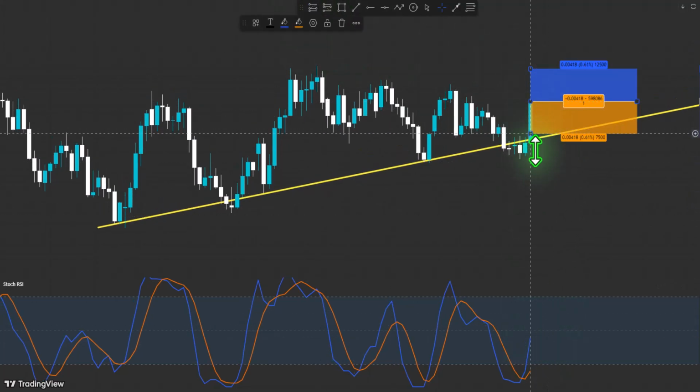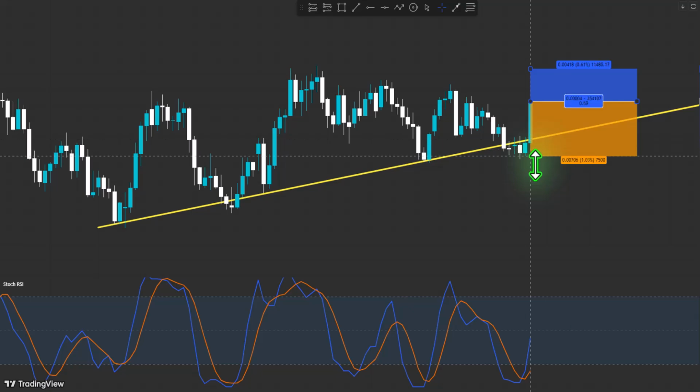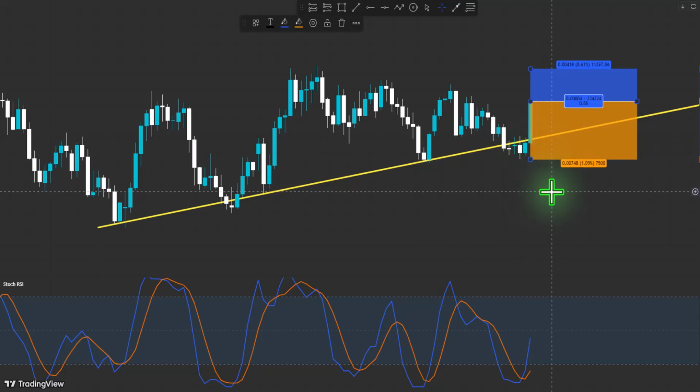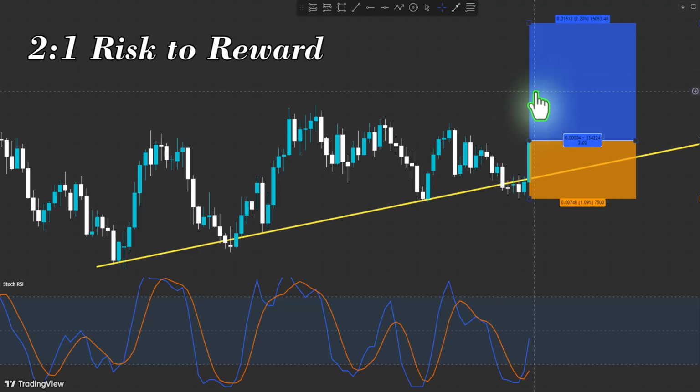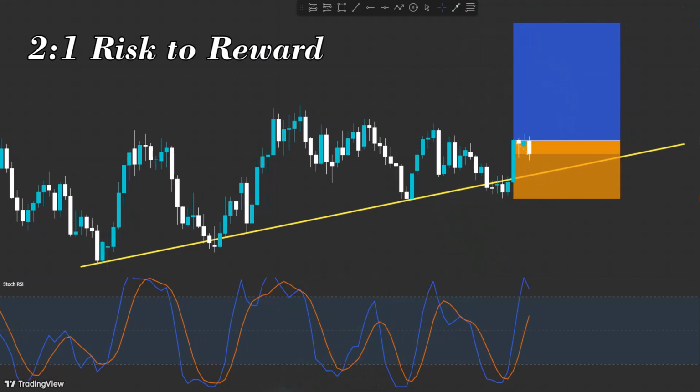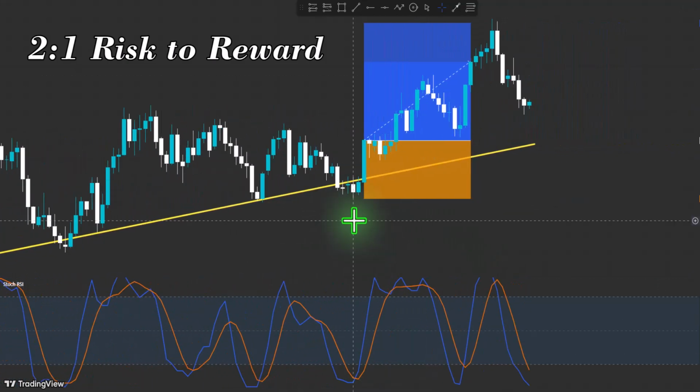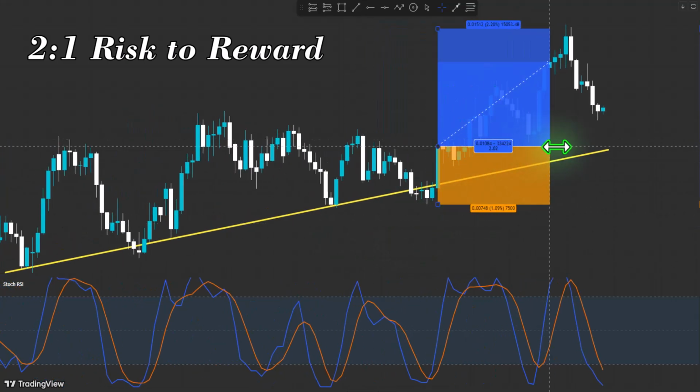And for the risk management, you will place a stop loss slightly below the most recent swing low. This protects us if the trade goes against us. For the take profit, set it at 3 times the size of the stop loss to maintain a solid risk to reward ratio. And if you let the trade play out, you can see that the price bounced off beautifully and hit our take profit.